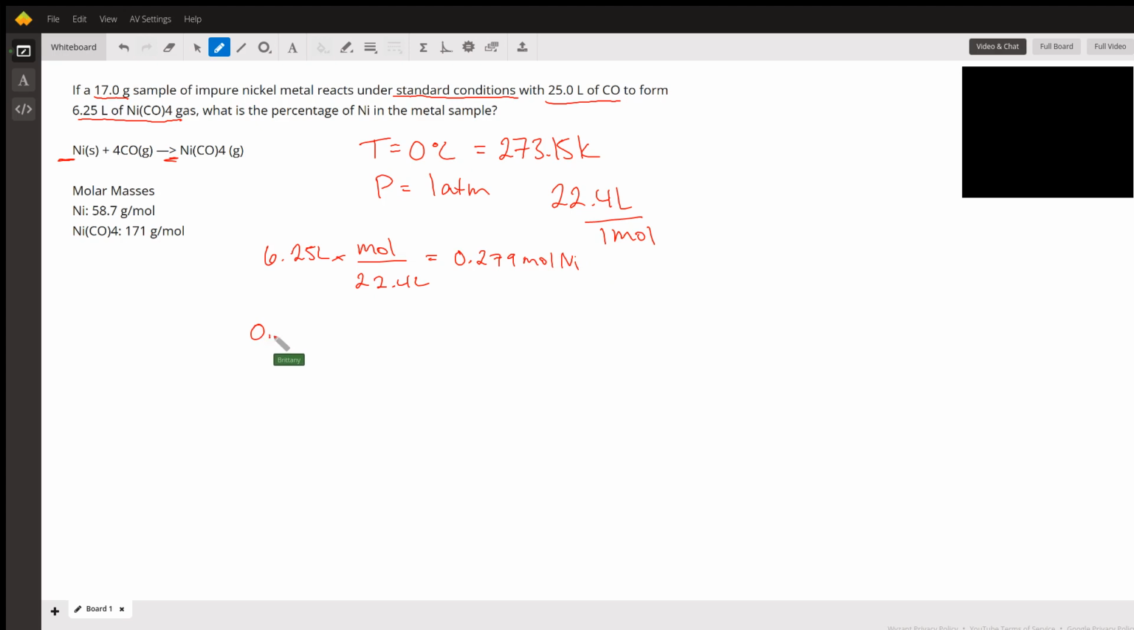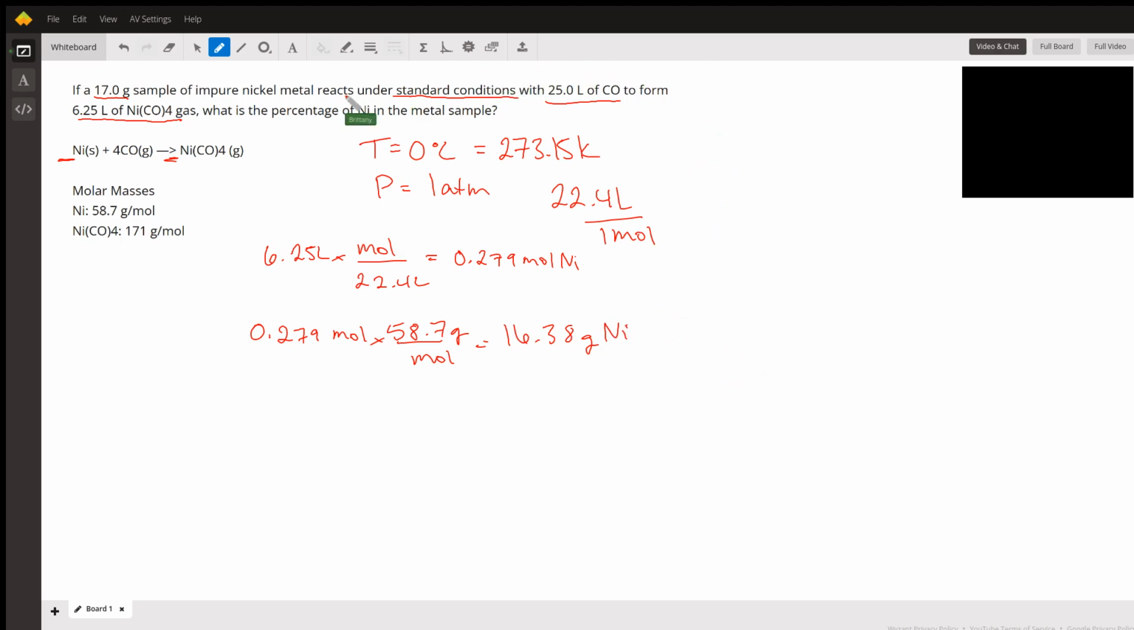Now it's asking us for the percentage. So if we take this 0.279 moles of nickel and multiply it by the molar mass, which would be 58.7 grams per mole, we get 16.38 grams of nickel.